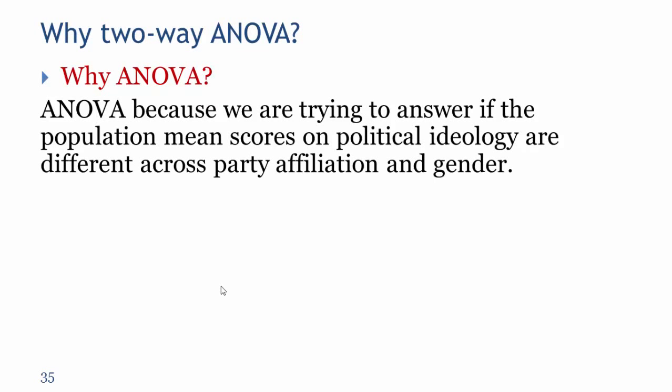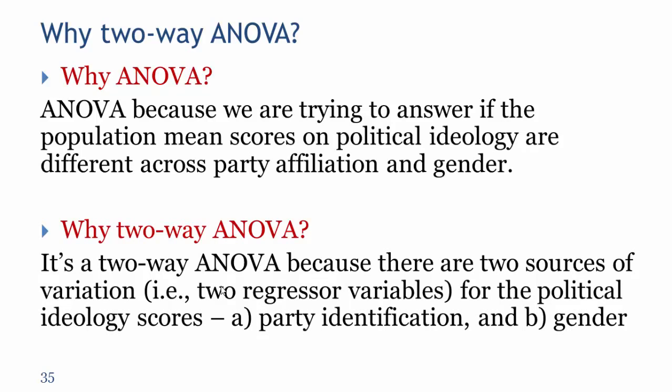First of all, let's ask why it is an ANOVA. It's ANOVA because we're trying to answer if the population mean scores on political ideology are different across party affiliation and gender. And why two-way ANOVA? Because there are two sources of variation, or two regressor variables, for the political ideology scores. One is the party identification and the other is the gender.